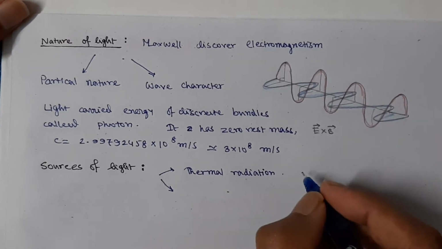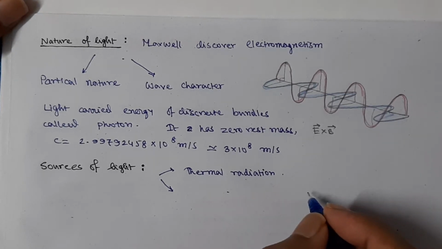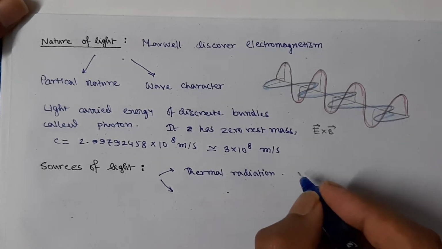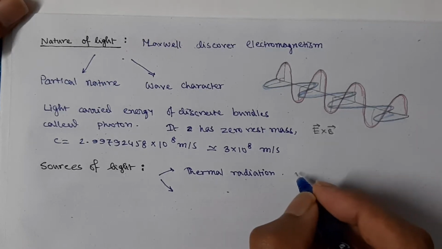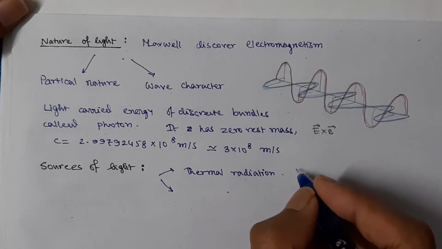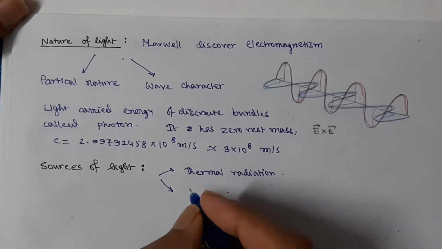Any object which has a temperature more than 0 Kelvin, the ultimate lowest temperature of the universe being 0 Kelvin, emits radiation, which is called thermal radiation.